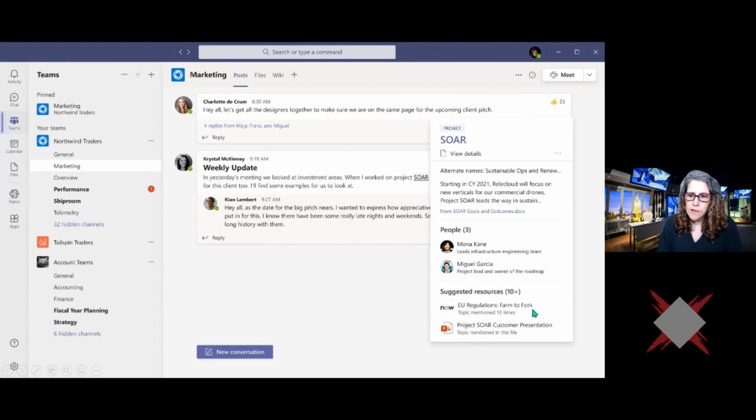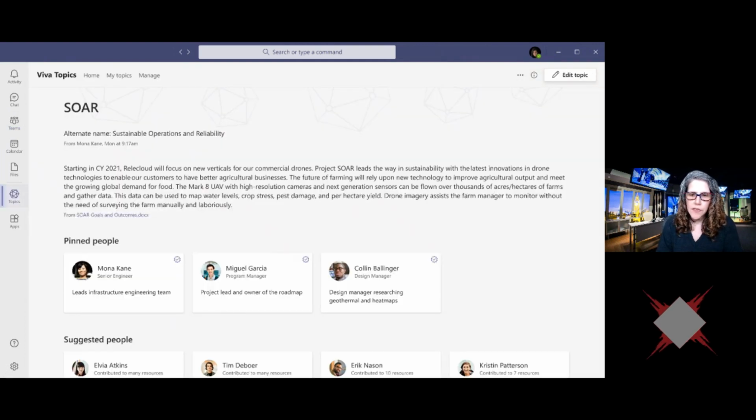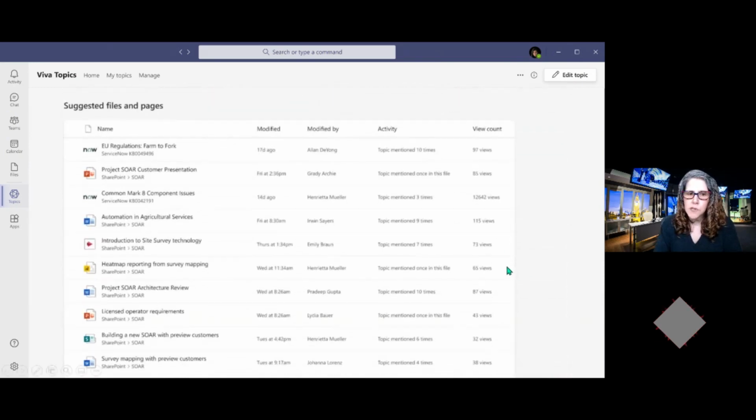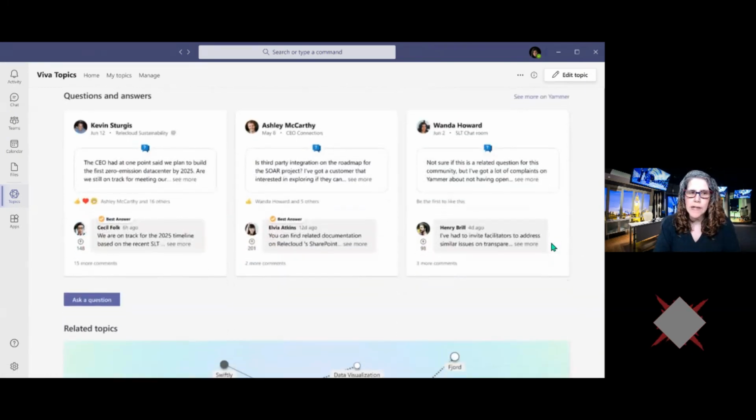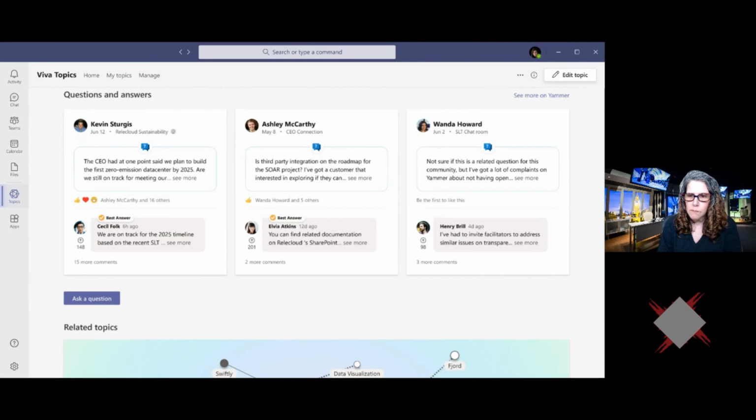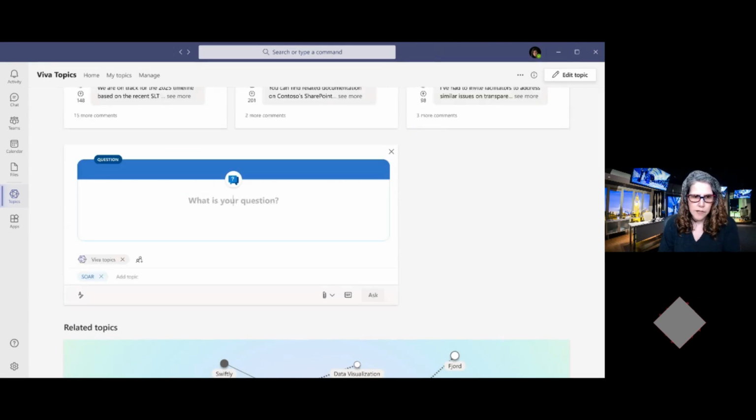Now, this is part of the key capabilities rolling out soon, but you'll see that a lot of the other capabilities are already available. So this is what a topic page looks like. I'm going to show you a real one in just a moment. This is one that's mocked up in our click-through demo.